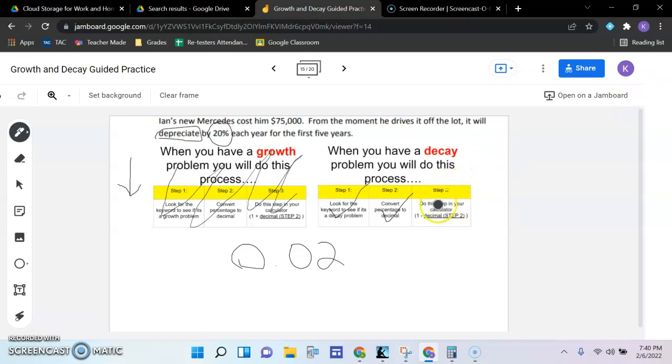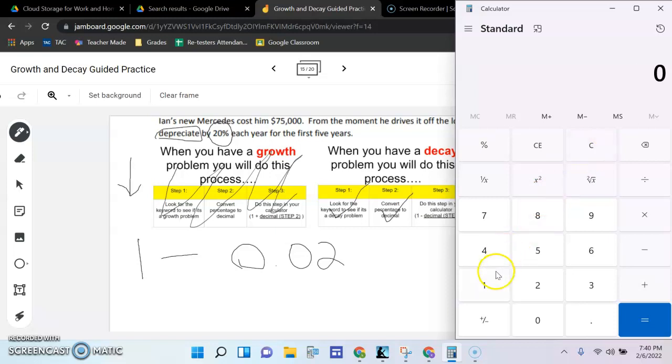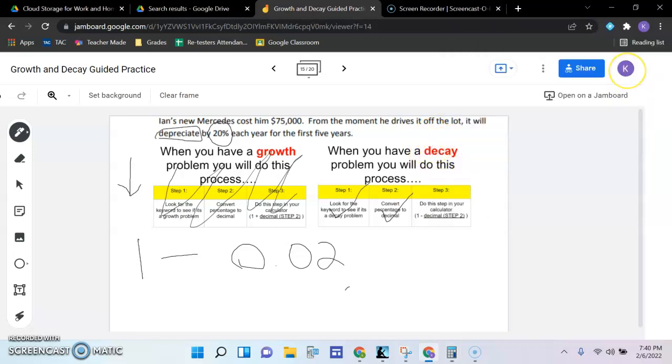The final step says do this in your calculator. Because it's going to go down, it is a decay problem, you are going to get 1 minus that. So let's go to our calculator and put 1 minus the decimal that we got, 0.02. And our decay factor is going to be 0.98. Let me erase this part right here. So again, 1 minus 0.02 is going to be 0.98, which is our decay factor.